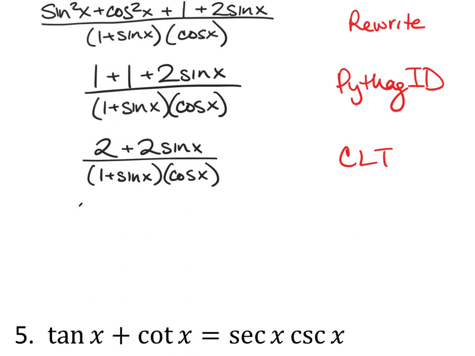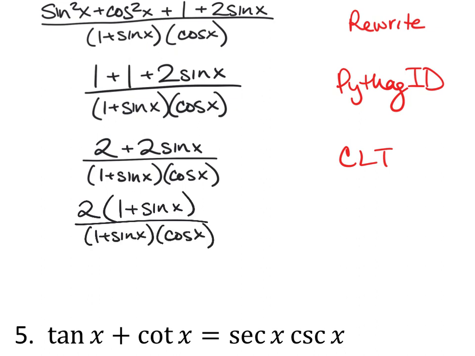So I notice that I want to factor out this 2, since both of the terms in the numerator have 2 in them. So I do that, and then I say what I did.